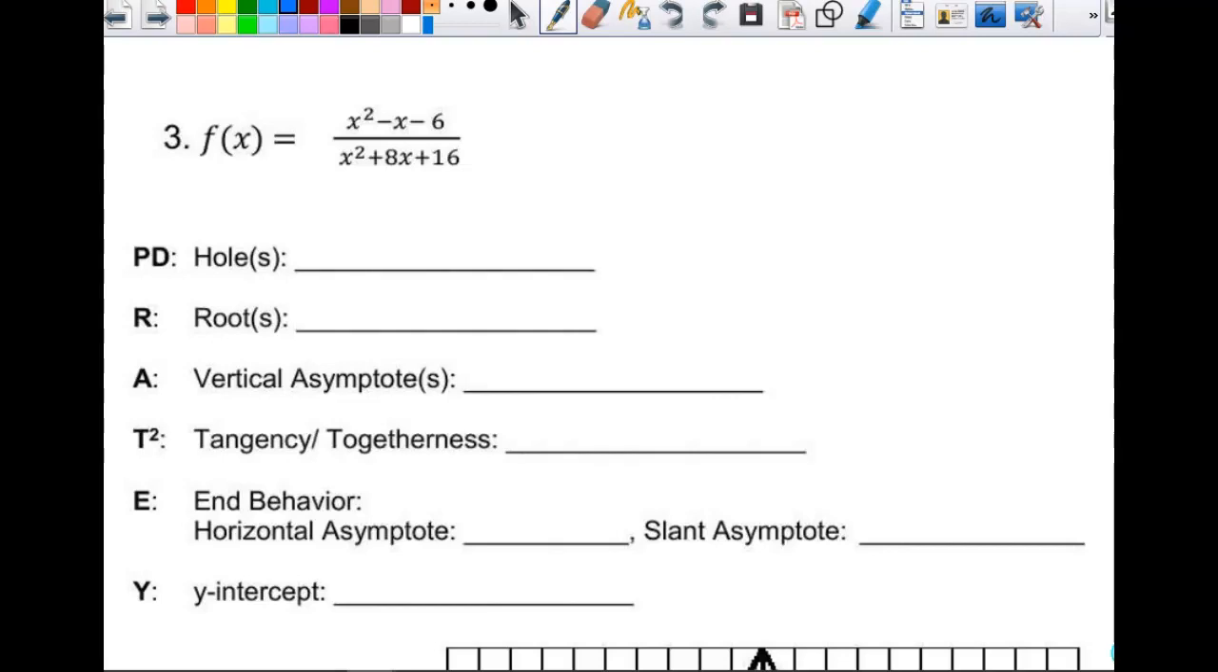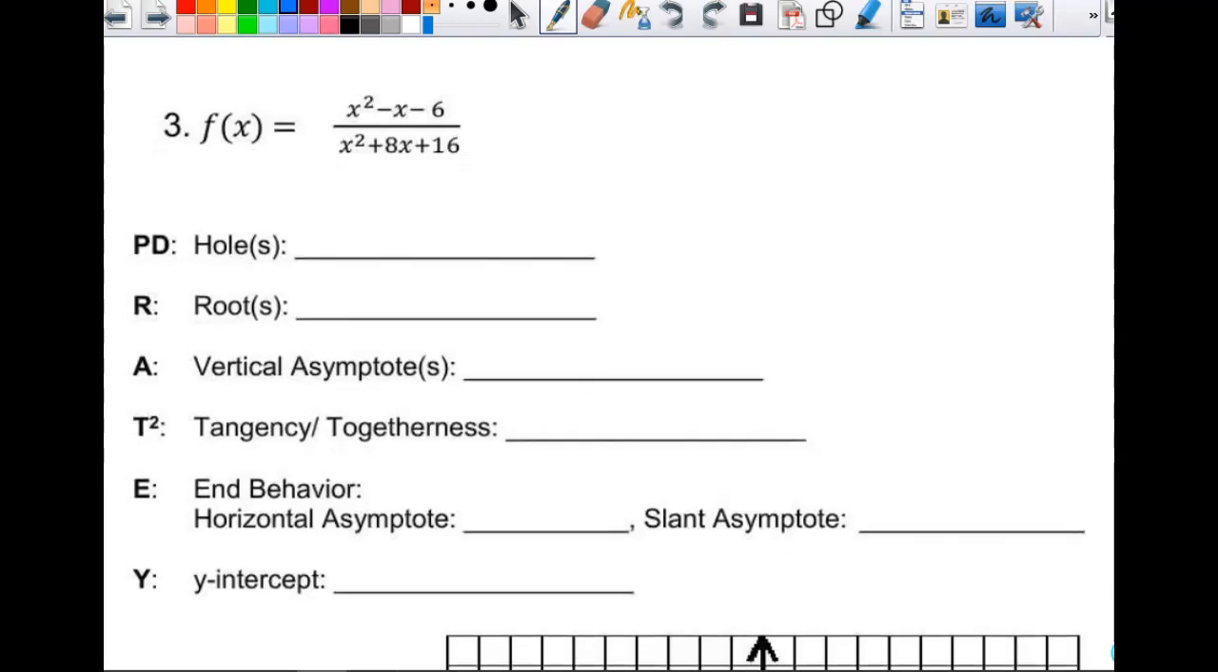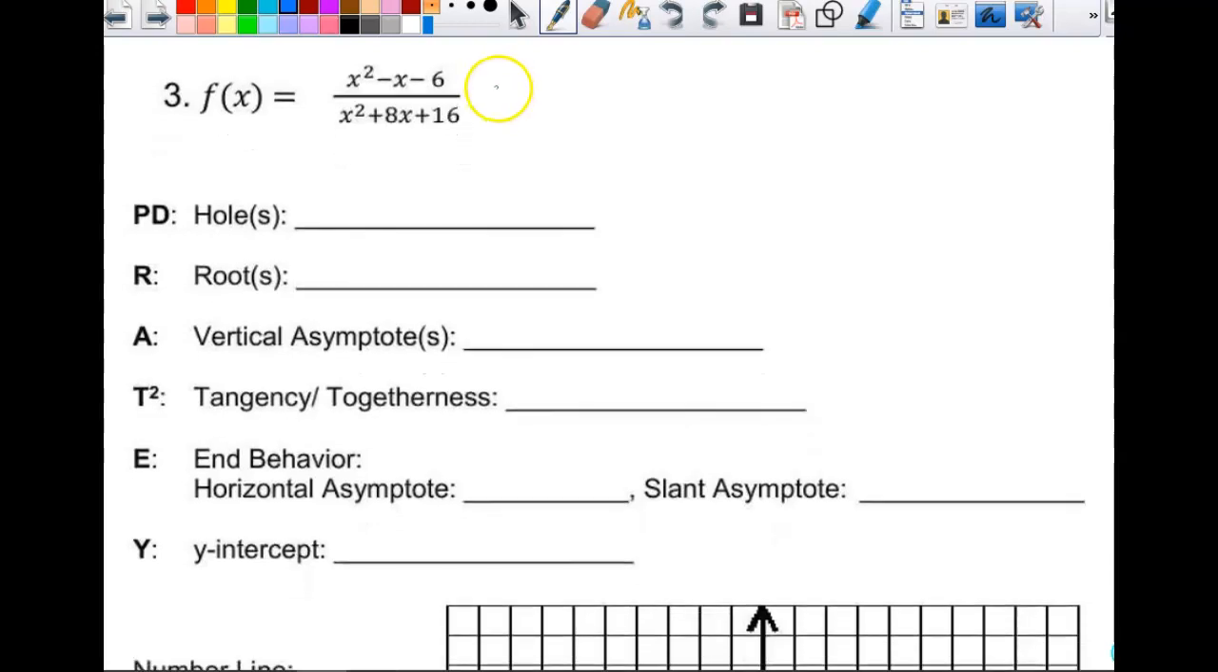All right, so let's look at number 3. The first thing we have to do is to factor. So this will be x minus 3 times x plus 2 over. Now, when I factor this, you can factor it into x plus 4 times x plus 4, and that's fine.